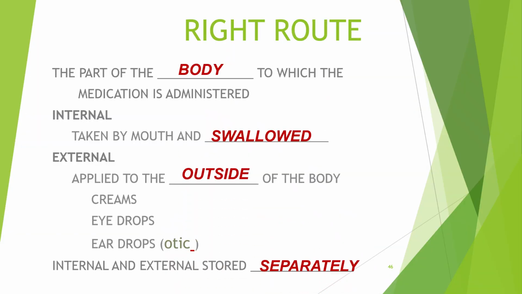Right route. The part of the body to which the medication is administered. Internal is taken by mouth and swallowed. External is applied to the outside of the body. For example, cream, lotion, eye drop, ear drop. Internal and external medications are stored separately.